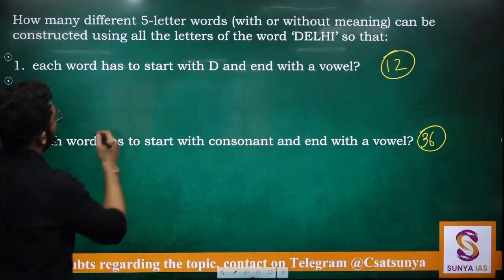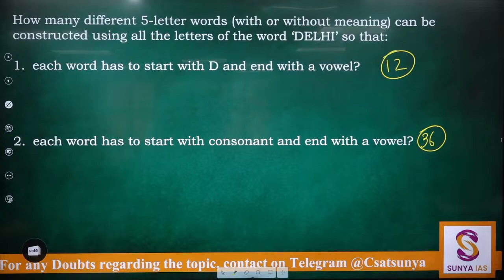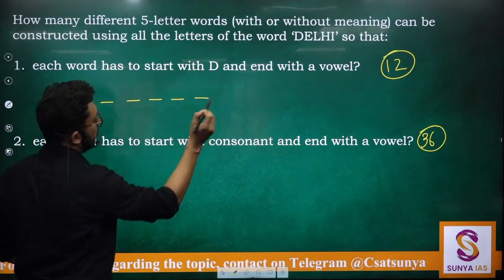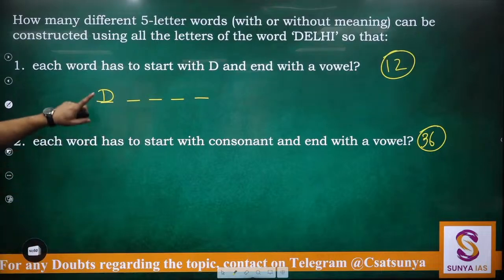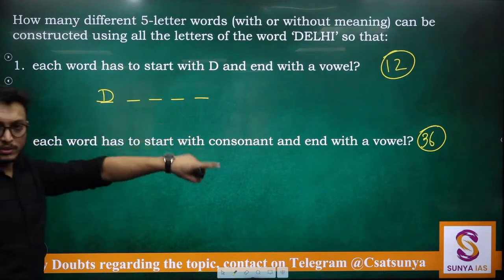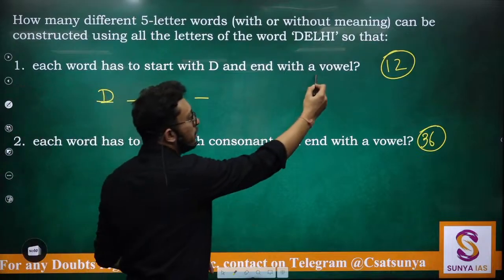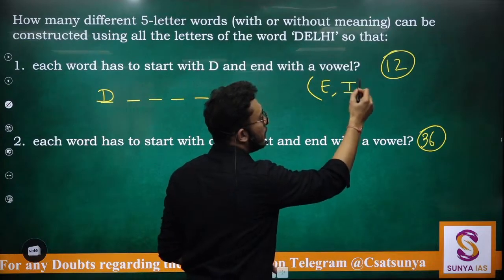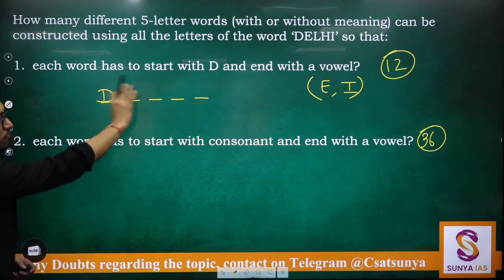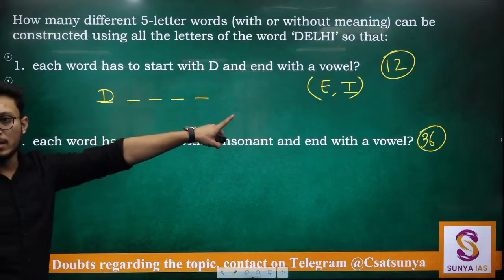Chalo, we'll do now. How many different 5-letter words with or without meaning can be constructed using the letters of the word Delhi? Same. Each word has to start with D and end with a vowel. So first condition is this has to be a D. Second is it has to end with a vowel. How many vowels, consonants पता है? How many vowels are here? यहाँ पर we have E and I here. So this particular word has to end with either E or I.